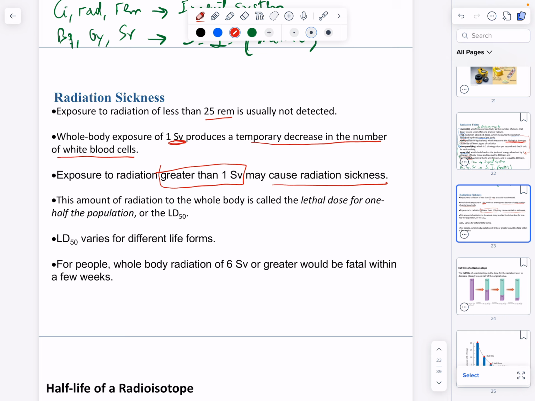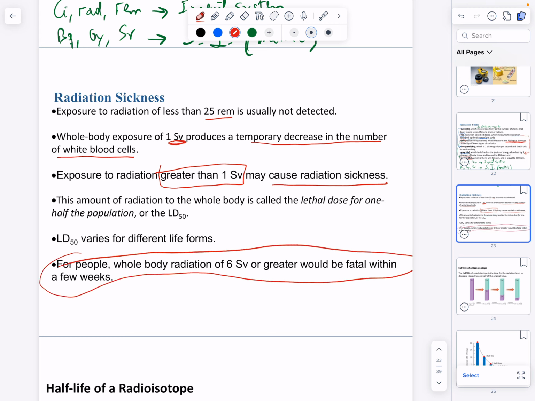LD50 means lethal dose 50, meaning how much of a poison you need to kill 50% of the population. Those are pharmacological terms. Now, for people, whole body radiation of 6 sievert or greater would be fatal within a few weeks, and that's what happened to the people that were in Chernobyl. They died. All of them died, but they didn't die instantly. They died in the following weeks, and it was a painful death, as I said.